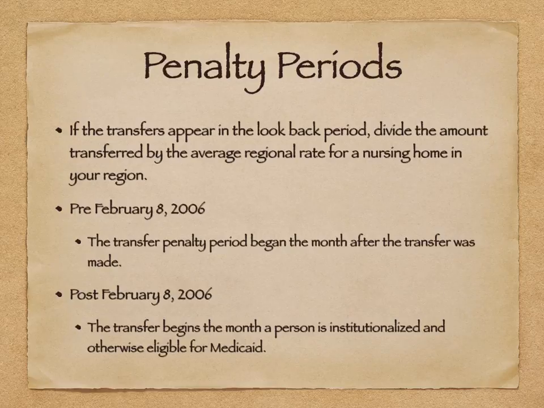Penalty periods. If the transfer appears in the look-back period, divide the amount transferred by the average regional rate for a nursing home in your region. Before February 8, 2006, the transfer penalty began the month after the transfer was made. After February 8, 2006, the penalty began the month the person is institutionalized and otherwise eligible for Medicaid.